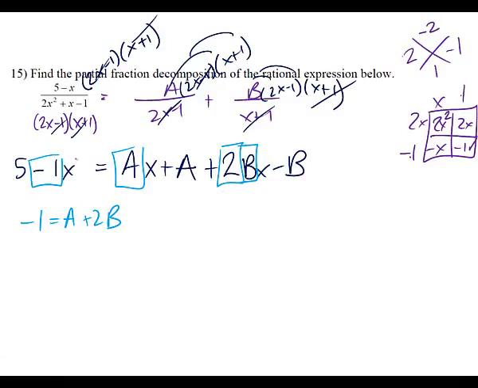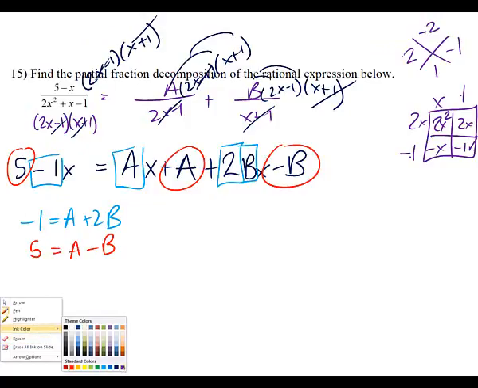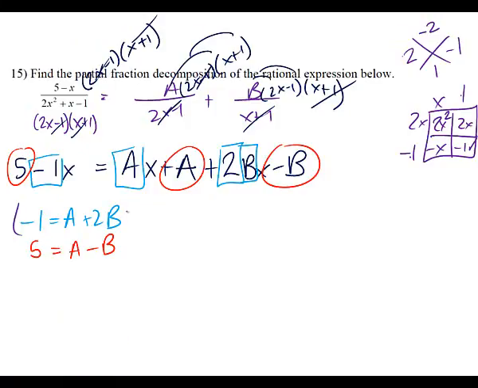All right, and then we circled in red everything that was a constant. So it's looking like 5 equals a minus b. All right, substitution, elimination, or Cramer's rule? Elimination. All right, do you want to eliminate the a or the b? The a. All right, so I'm going to multiply the first one by a negative. So I've got 1 equals negative a minus 2b.